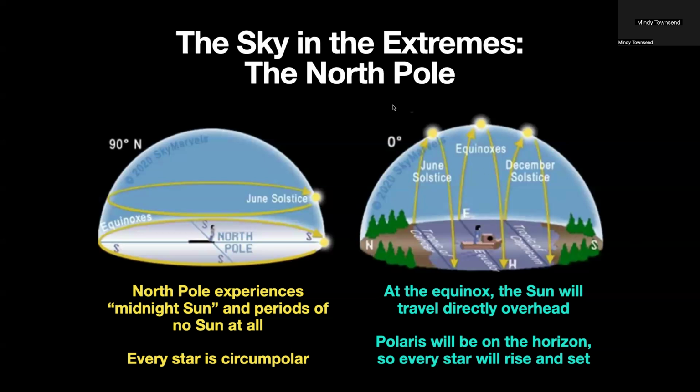So we are over here. This is 0 degrees latitude. So in this situation, the North Celestial Pole is basically at the horizon. It's a flipped situation as compared to the North Pole. So we have the North Celestial Pole along the horizon. And so the sun will travel almost directly overhead. And at night, you won't see any circumpolar stars. Every star will appear to rise and set.